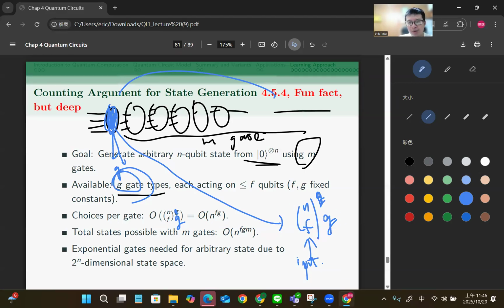But we are sloppy, so I bound this by n to the FG. I move G to the exponent just for convenience. So it's at most O of n to the F times G, and there are m of them. Each one has n to the FG choices, so in total you have n to the FGm. So the total number of possible states that you can generate is at most n to the power of FGm.